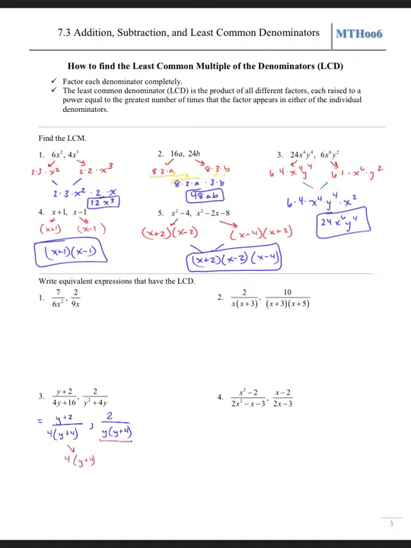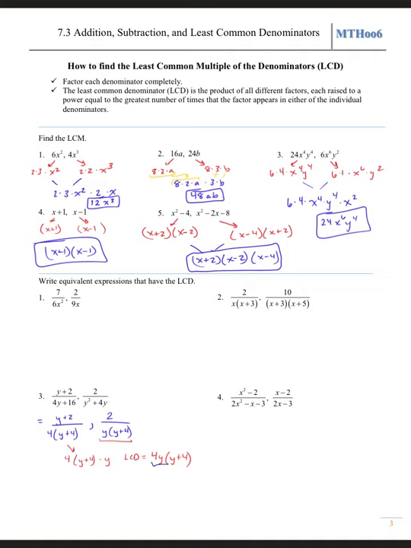Now we have to look at this one. There isn't a y, so we need to add a y. There already is a y plus 4, so we don't need to do that again. Then we can say the least common denominator would be 4y times y plus 4. Now we need to rewrite each of these fractions to have the least common denominator.